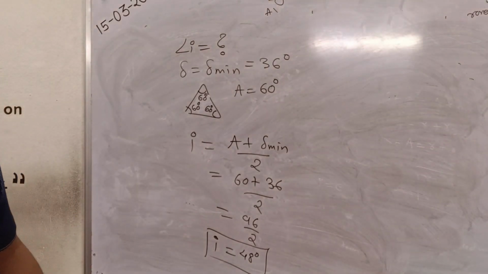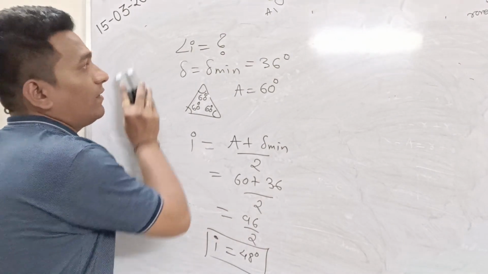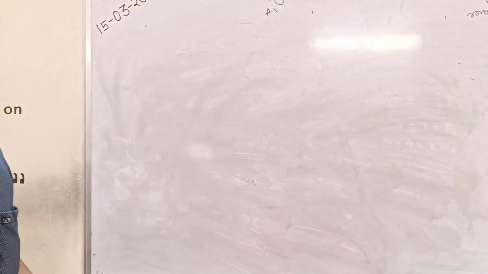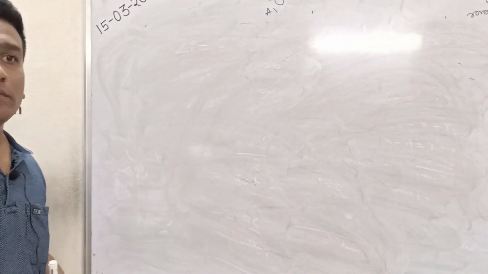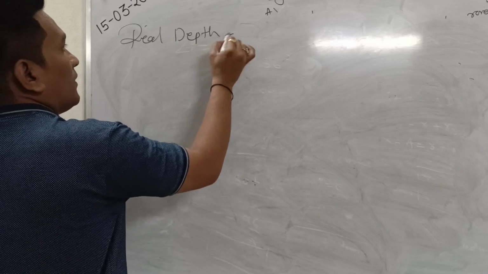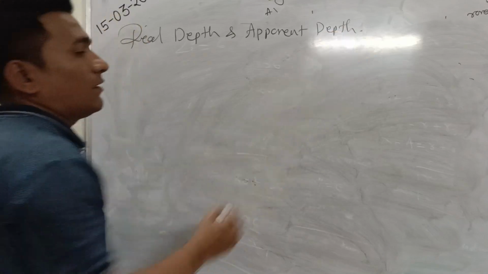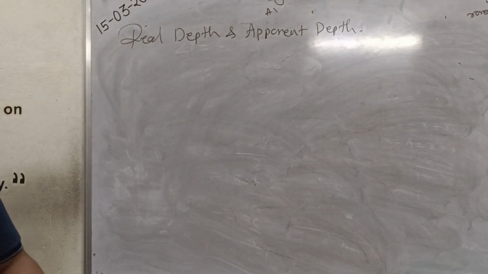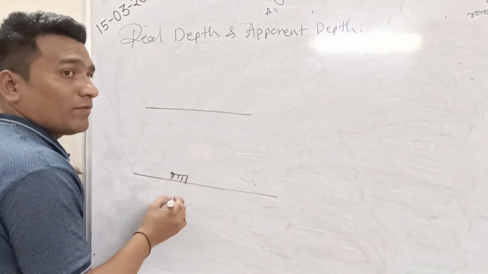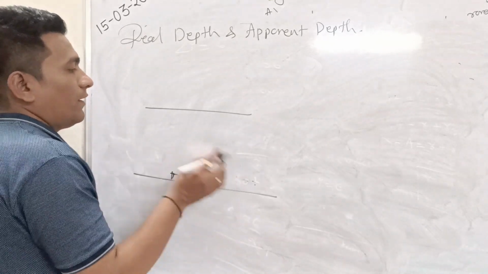Now there is one application of refraction of light, that is real depth and apparent depth, right? Next concept is real depth and apparent depth. Correct? What you observe, that if this is a coin which is placed at the bottom of the swimming pool or seabed, right?